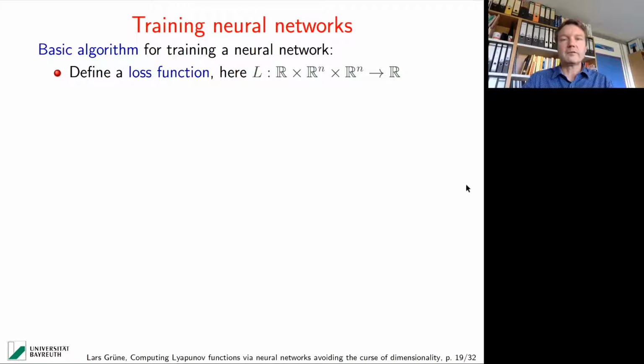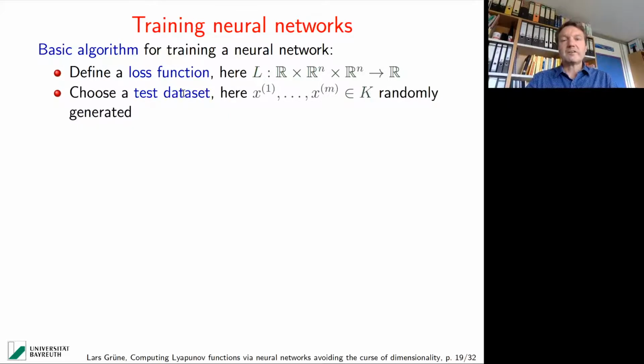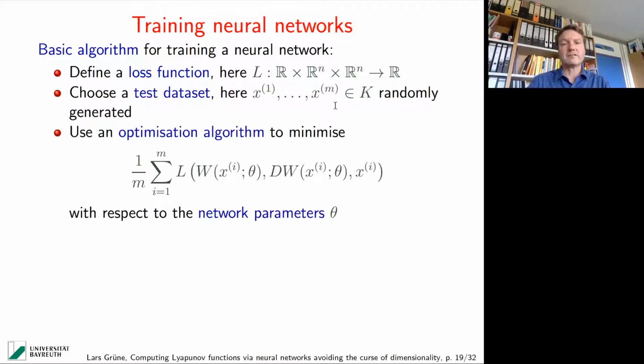Training neural networks. The basic algorithm for training a neural network is the following. We define what is called a loss function. In our case, this loss function will take three arguments, one scalar argument and two vector arguments, and it maps them to R. So it gives a real value for each of these arguments. We choose a test data set. In our case, we look at a compact subset of the state space on which we want to compute the Lyapunov function, and we just pick randomly generated test points, x_1 to x_m. This is what we do here to generate the test data set. And then we use an optimization algorithm to minimize this expression here. This expression is simply the sum of the loss over all the test points, divided by m. So it's an average of the loss, or if you want an L1 term of the loss function, if the loss is non-negative. And we optimize this with respect to the network parameters.